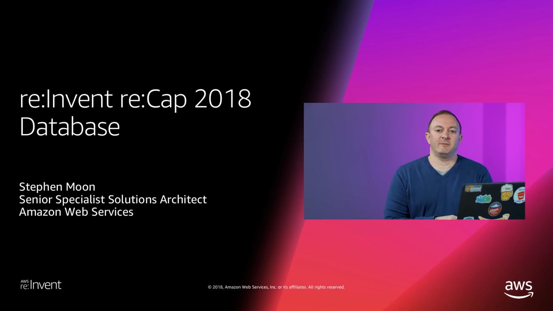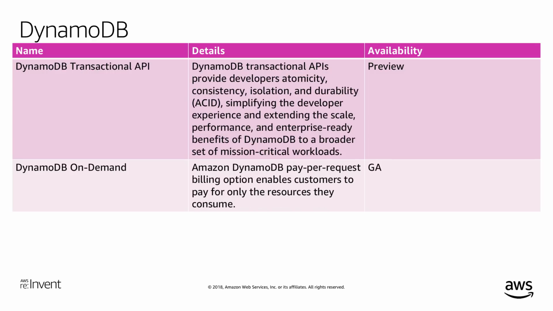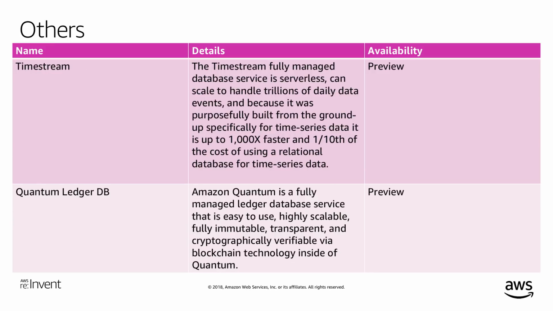Today I'm going to be talking to you about some of the database offerings that are announced at this year's re:Invent conference. They come in two different things that I'm going to talk about: new services that were announced, and also capability and feature enhancements to some of our existing services. It's going to include talking about Aurora Global Database, RDS on VMware offering, DynamoDB Transactional APIs, DynamoDB On-Demand, our new database offering Timestream, and our new database offering Quantum Ledger Database.